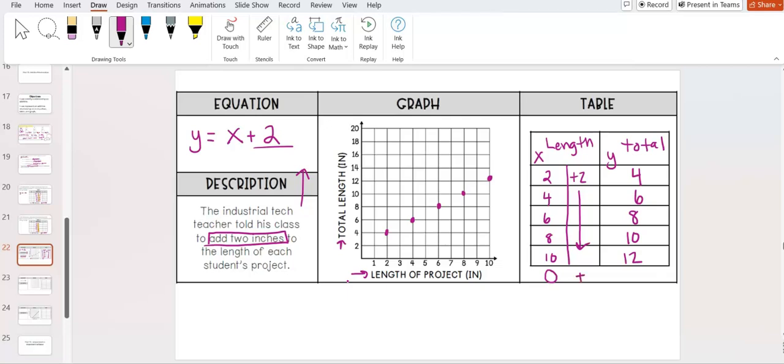Well, we're going to just put it in our table and keep the same process. 0 plus 2 is 2. So if our project was 0, we're going to add 2, and that's going to be my starting point. So now I can take a straight edge and draw a line through those points. And that's it.